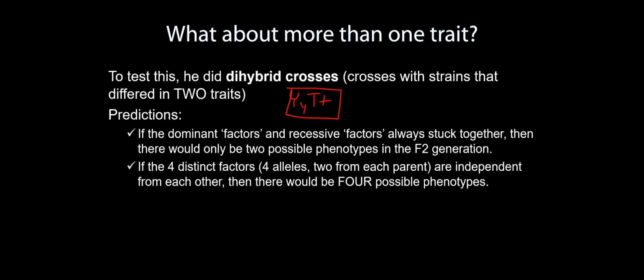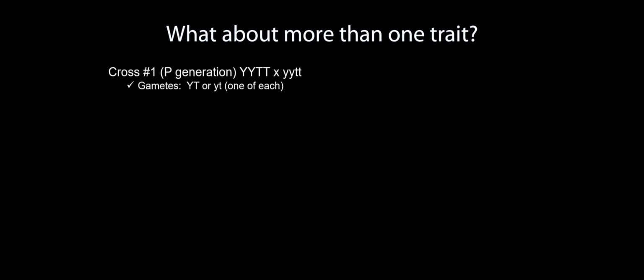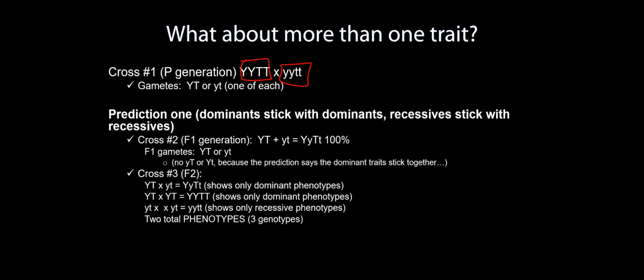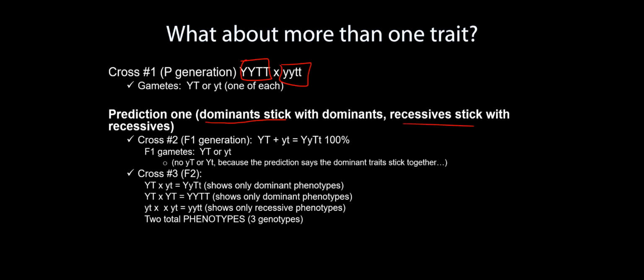So again, let's show the diagram of this. For cross 1, we're going to first start out with true breeding parents, tall yellows and short greens. And so prediction 1, the idea that the dominants stick with the dominants and the recessives stick with the recessives, what we're going to do is imagine that these are the only possible gametes we can make.